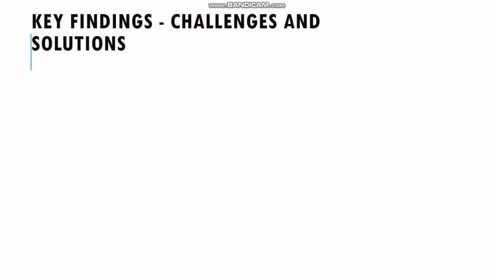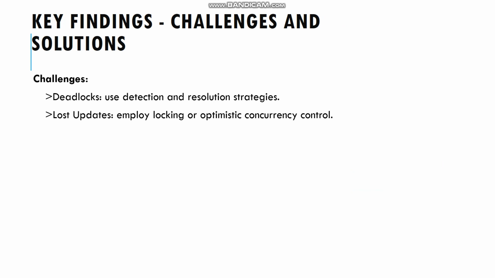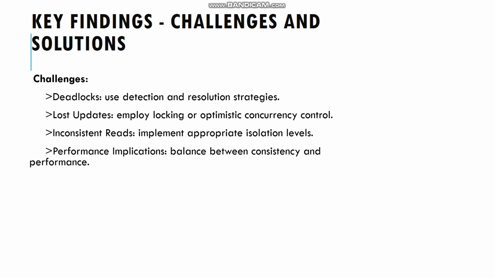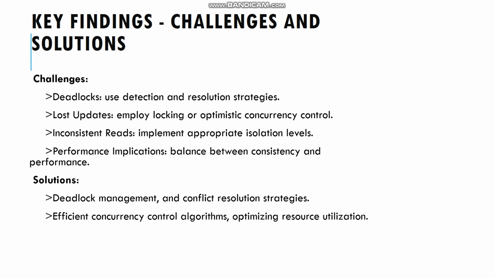So some of the key findings and some of the challenges faced today: implementing concurrency control prevents several challenges, but deadlock, lost update, inconsistent reads, and performance overhead are common issues. Solutions include deadlock detection and resolution mechanisms, using isolation levels to control data visibility, and optimizing concurrency control algorithms. Striking the right balance between isolation and performance is critical, especially in high traffic environments like Amazon Prime. Efficient conflict resolution and maintaining system responsiveness are also essential for a robust database system.